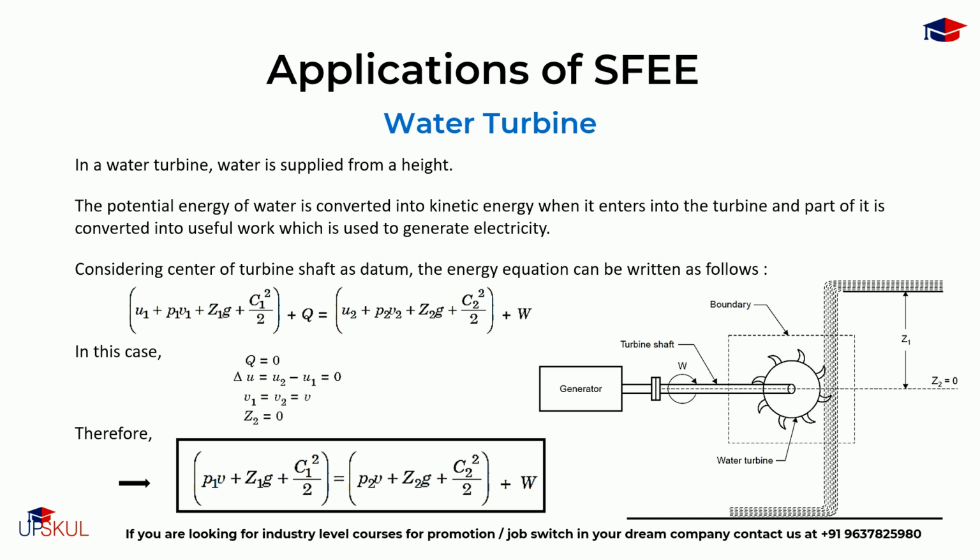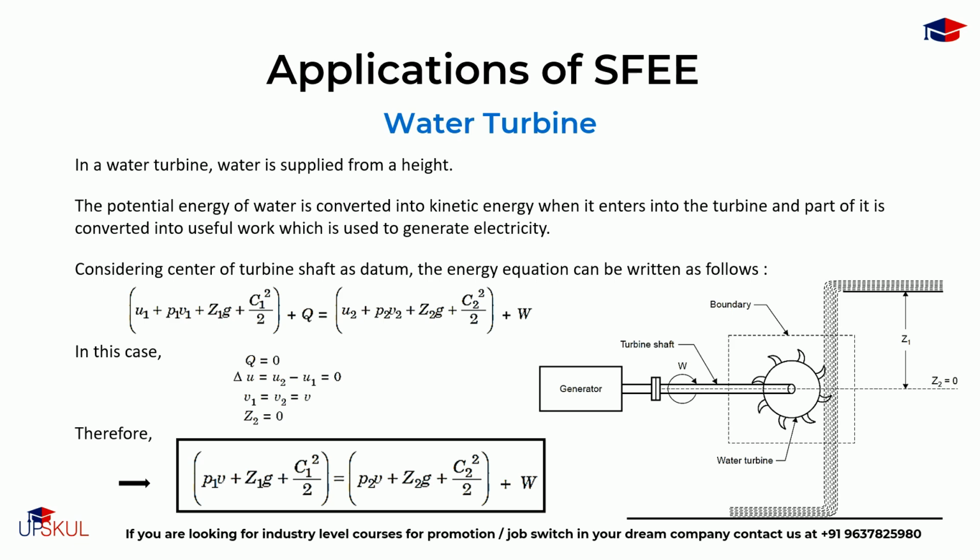In a water turbine, water is supplied from a height and the potential energy of water is converted into kinetic energy where it enters the turbine, and part of it is converted into useful work which is used to generate electricity. Here you can see how we have derived the steady flow equation for the water turbine. Though this is outside the scope of our course, I have still added it to the PPT so you can make notes out of it in case it comes as a question in any of your exams.